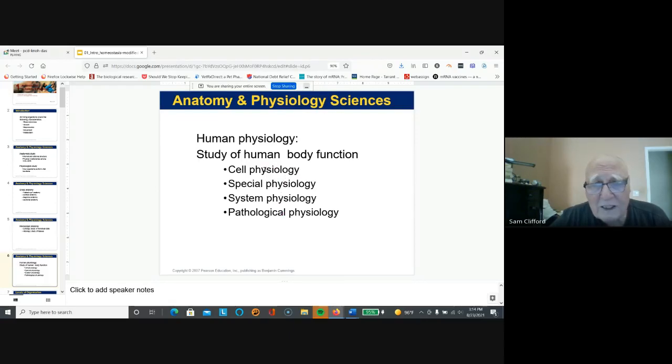Cell physiology explains the function of cells. Special physiology is, for instance, with your eyes and ears and taste. System physiology is cardiovascular, skeletal, endocrine, hormones, and hopefully everybody's vaccinated because we don't want any pathological physiology.